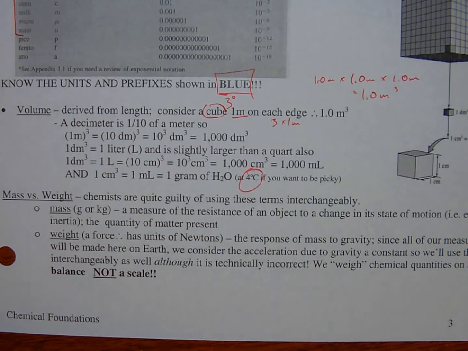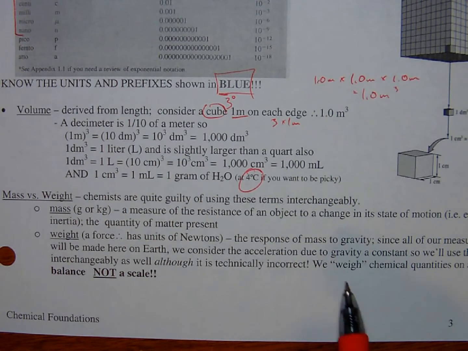It's the quantity of matter present. The more matter you have, the more resistance there is to changes in its state of motion. Remember the first law of thermodynamics, or should I say the third law of thermodynamics, is that an object in motion tends to stay in motion unless acted upon by an outside force. An object at rest tends to stay at rest unless acted upon by an outside force.